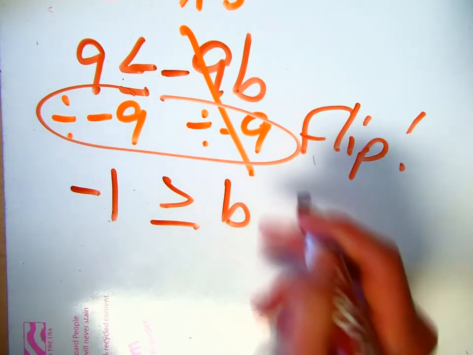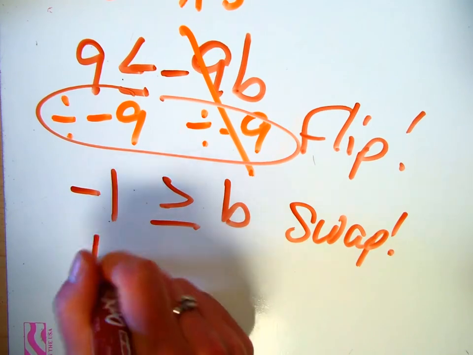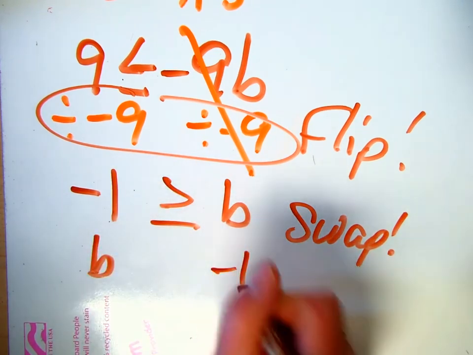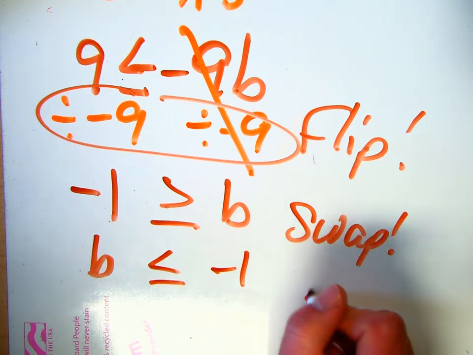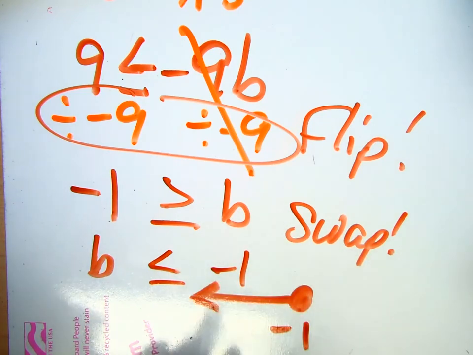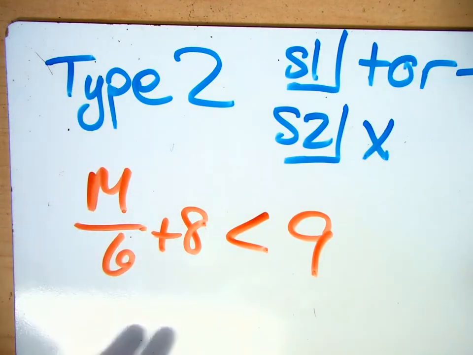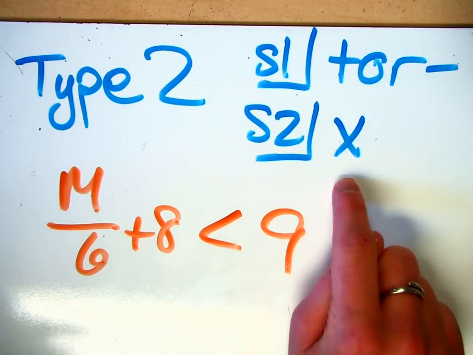Finally, it's backwards, so I also need to do a swap. So here's my swap. B comes first, negative 1 at the end, and I'll just change the direction of the inequality symbol again. To graph it, it's going to be a closed circle over negative 1 and shaded to the left.